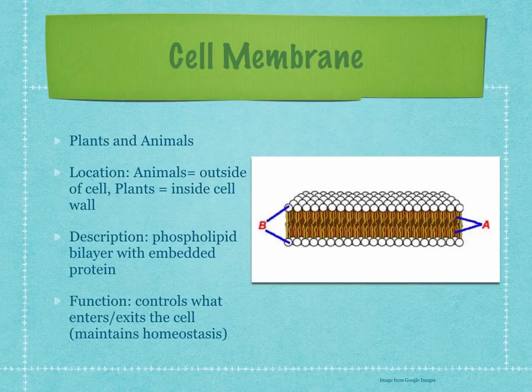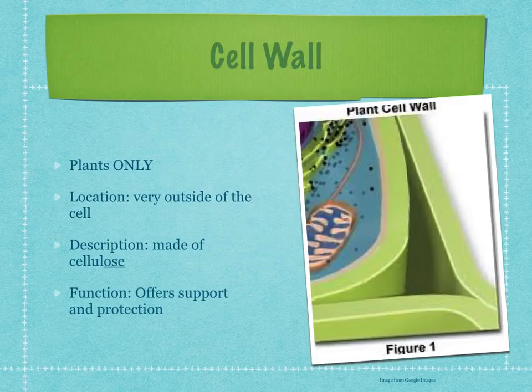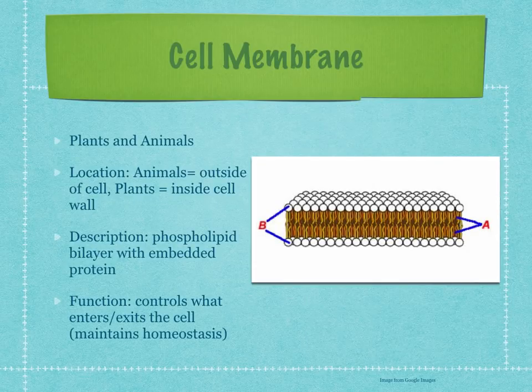Cell membranes are found in plants and in animals. Please find this row in your matrix. For animals, they are located on the very outside of the cell. In plants, they are located just inside the cell wall. If we go back here, you see the plant cell wall on the very outside and the membrane just inside. The cell membrane is a phospholipid bilayer with embedded proteins.